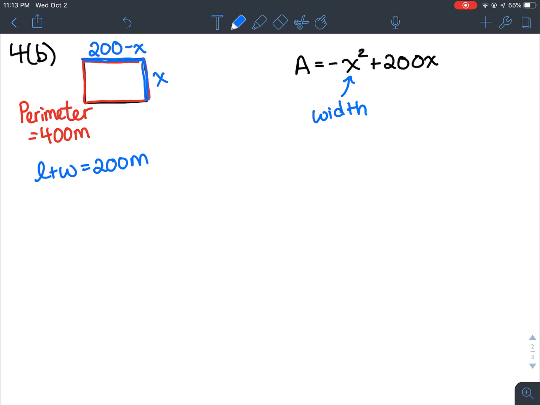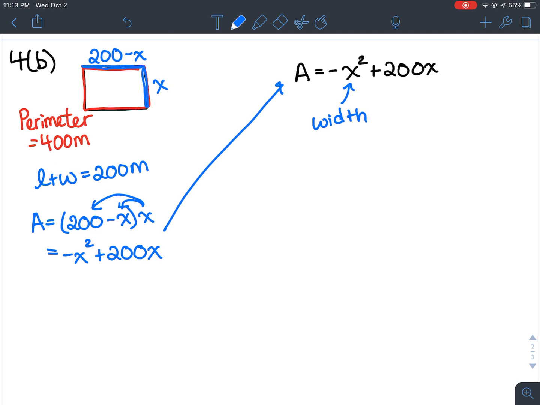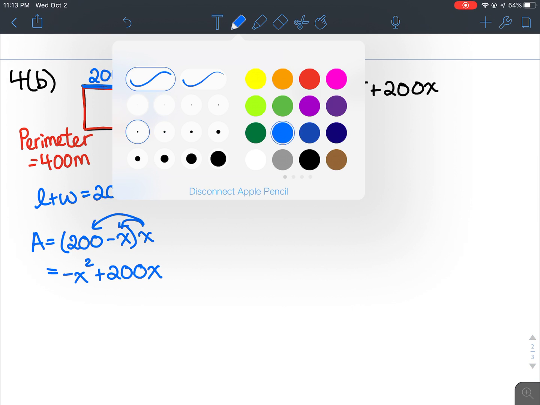And then what they did to create the equation is they just made an expression for area. So area equals length times width. So we know our length is 200 minus x, and we know our width is x. And if we were to just expand that, we would get negative x squared plus 200x, which is the exact equation that is given to you. So you could have actually come up with the equation yourself if you wanted to. All right, so let's solve it.